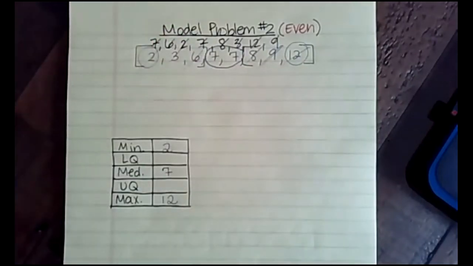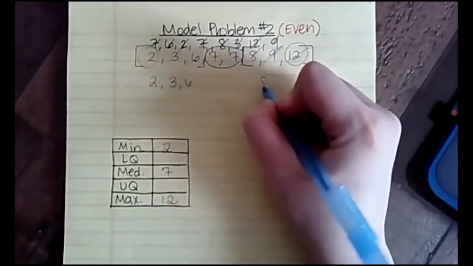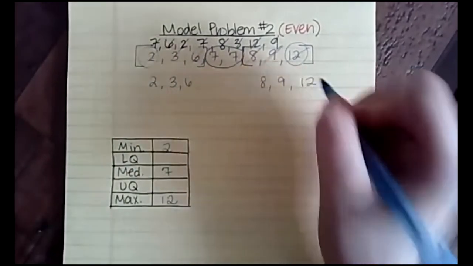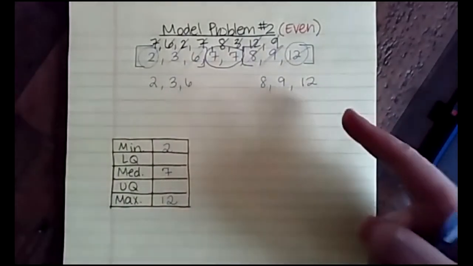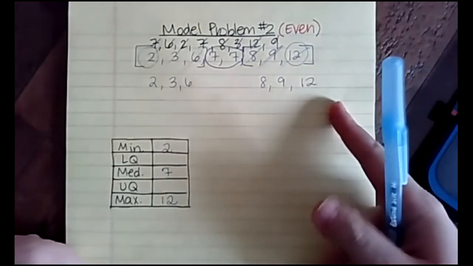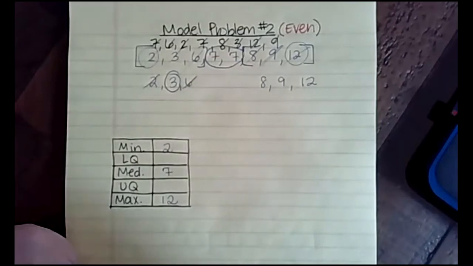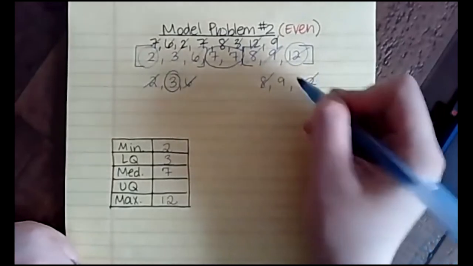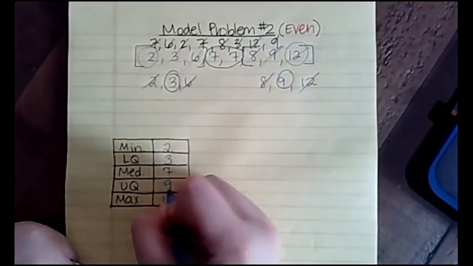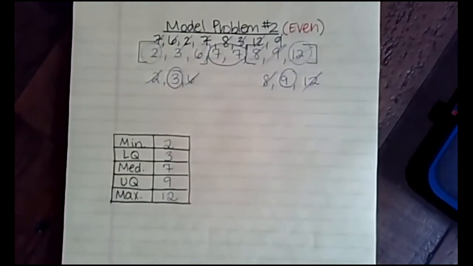I'm gonna go rewrite it at the bottom. 2, 3, and 6, and then 8, 9, and 12. Now I want to find my lower quartile median and my upper quartile median. Crossing out till I get to the center. Boom, it looks like my lower quartile is 3, and it looks like my upper quartile is 9. I've determined my 5-number summary. Now I can go right ahead and create my box and whisker plot.